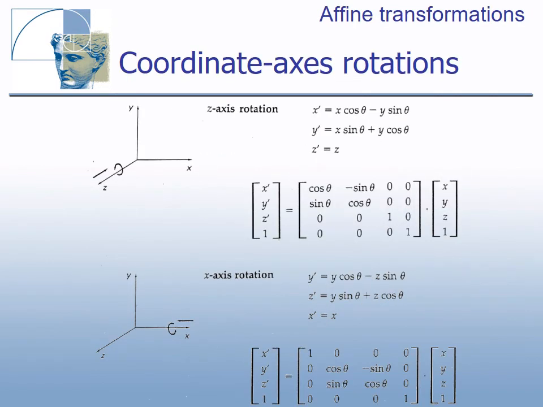In three-dimensional space, rotations are made not around points, but around straight lines. Any rotation can be presented by 3 rotations around the coordinate axes x, y, and z. 2 of them are presented in the slide: z-axis rotation and x-axis rotation with the corresponding 4x4 matrices.